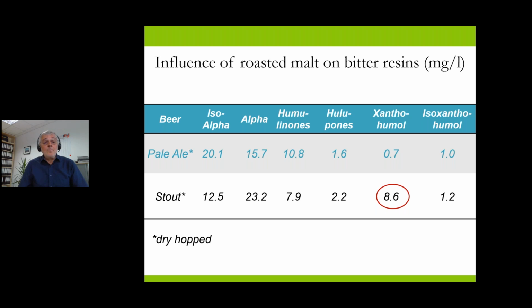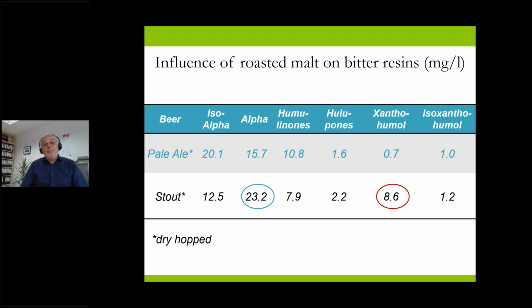And just as a comparison, here is the concentration of xanthohumol in a dry hopped stout beer, and it's 8.6 milligram per liter. And in this concentration, you have a clear contribution to the taste that can be expected. There is also some influence on the concentration of alpha acids.